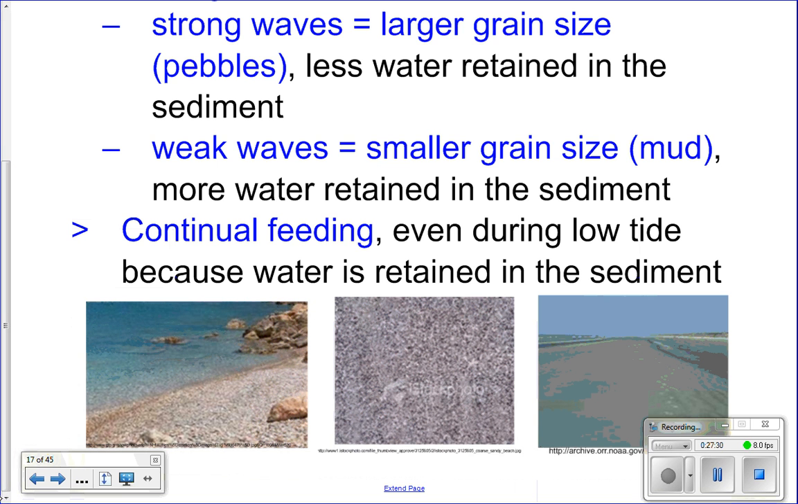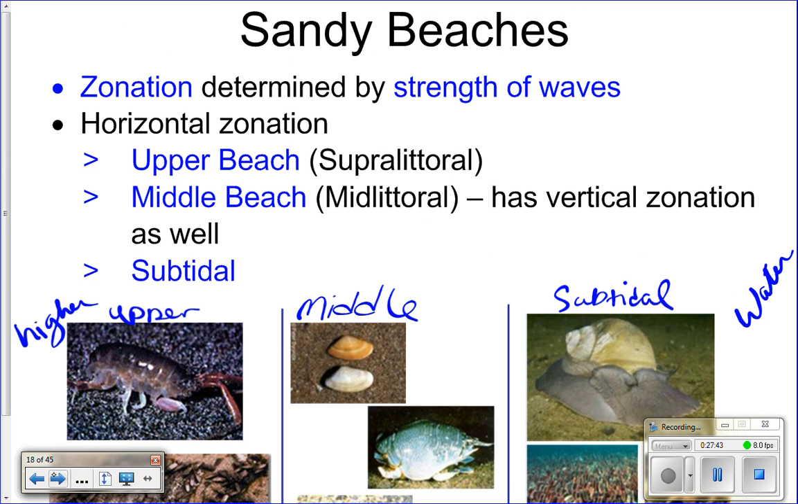So here's some pictures to help you see. It's hard to see on here, but rocky, sandy intertidal, and then like Ventura, right? Okay, so you actually have zonation in sandy beaches as well, believe it or not. And that zonation is going to be determined by the strength of the waves. You have two kinds of zonation. You have horizontal zonation and you have vertical zonation.